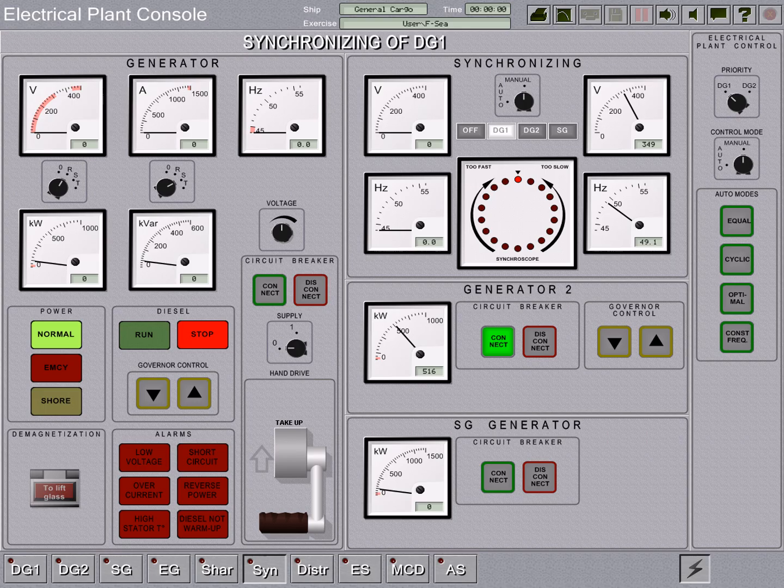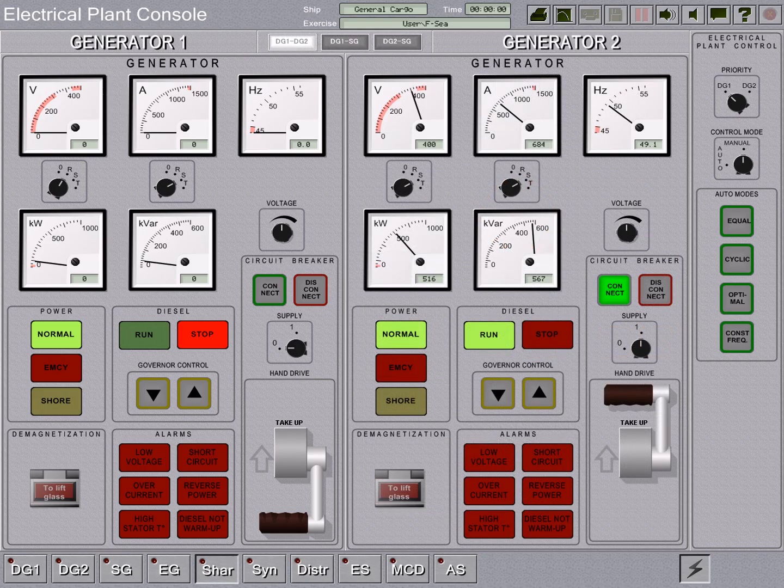Synchronization Panel, SEN page. Sharing Panel, SHAR page.